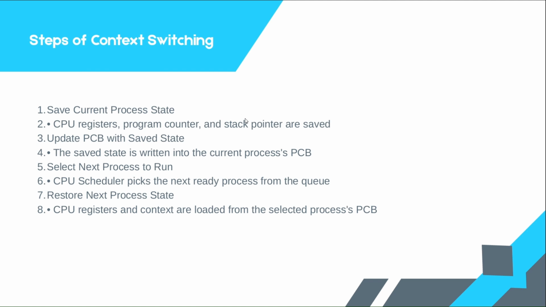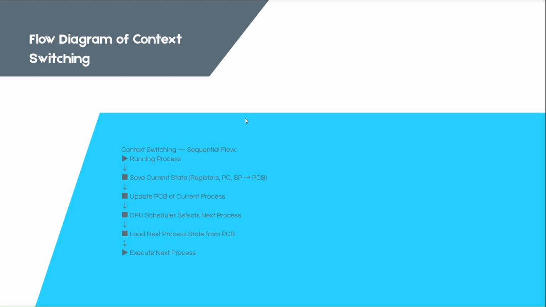So the five major steps are: running process, save context, select next process, restore context, resume execution. This is the complete context switching cycle. Now let's understand the same process using a flow diagram. So we can move to the next slide.